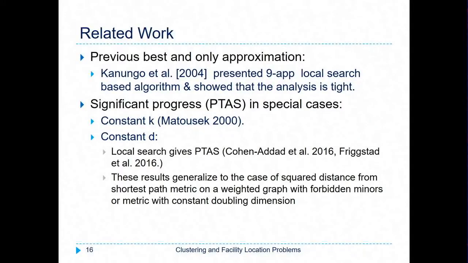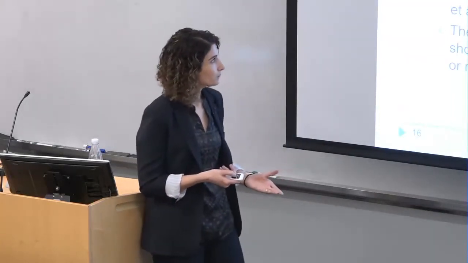So some related work on the k-means problem. The previous best and only approximation known for this problem was by Kanungo et al., which was a local search-based algorithm. It had a 9 approximation guarantee, and they show that the analysis is tight. So the local search cannot do better than 9. And although the general problem resisted improvements, in some special cases, there's been some progress.